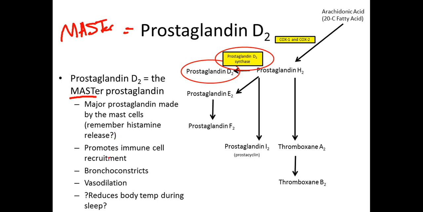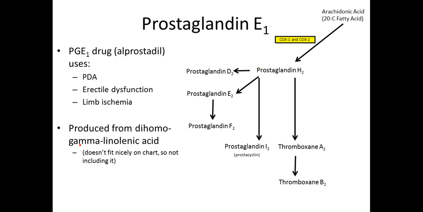And what it's going to be doing is prostaglandin D2 promotes immune cell recruitment. So we're going to have a mast cell release some D2. It's going to promote a whole bunch of immune cells to come and fight to the area. So it'll bring in some white blood cells, etc. It also bronchoconstricts, vasodilates, and possibly has some role in reducing body temperature during sleep? Could be. But the main point that I want you to take away is it's going to be produced in mast cells, and it's going to promote immune cell recruitment.